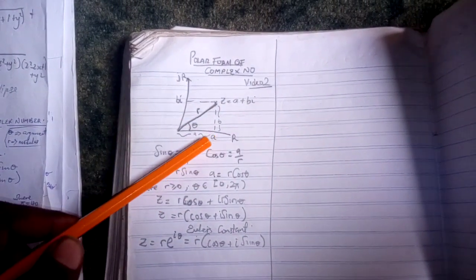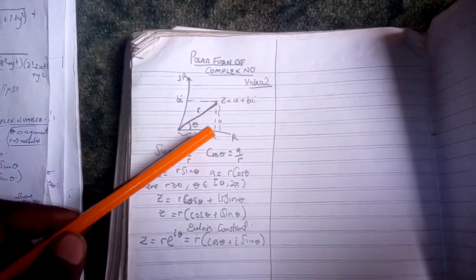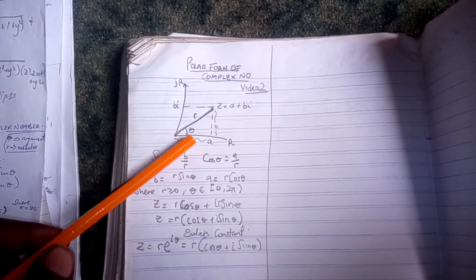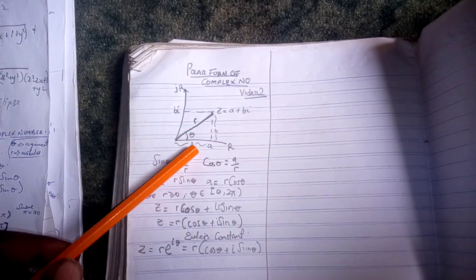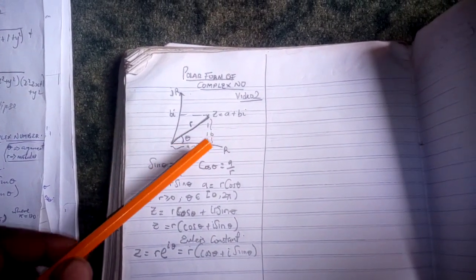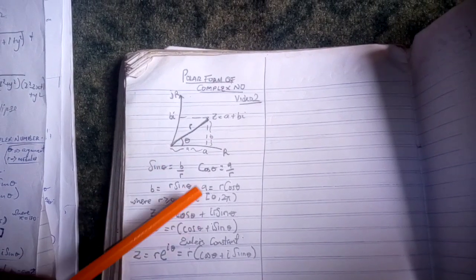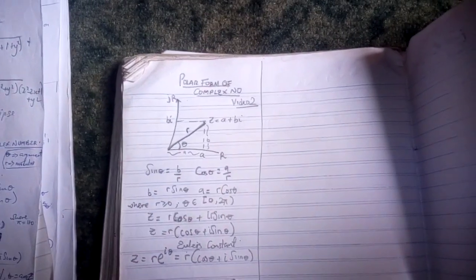Do you get it now? That means this is a and this is b. Do you get it now? So now, bringing it to the setting of trigonometry, this looks like a triangle. Bringing it to the setting of trigonometry, you have what? Sine theta equals to what? b over r, and cos theta equals a over r. Do you get it now?